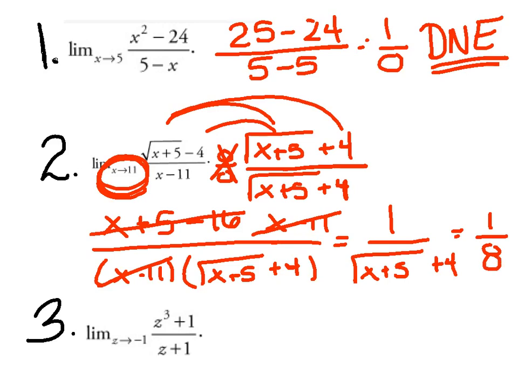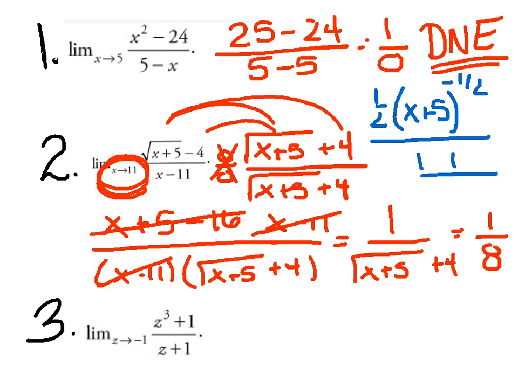Now again, you could have used L'Hopital's rule. Just take your time there. Carefully take the derivative of the top and bottom. I'll go ahead and squeeze that in blue up here. I'll try to write as neat as I can. The derivative of the top would be 1/2 times x plus 5 to the negative 1/2, times the derivative of the inside, 1 minus the 0, all over 1. If I rewrite that, that gives me 1 over 2 square root of x plus 5. And again, plug in your 11, and you should get the same answer of 1/8. So whatever method you prefer works fine.